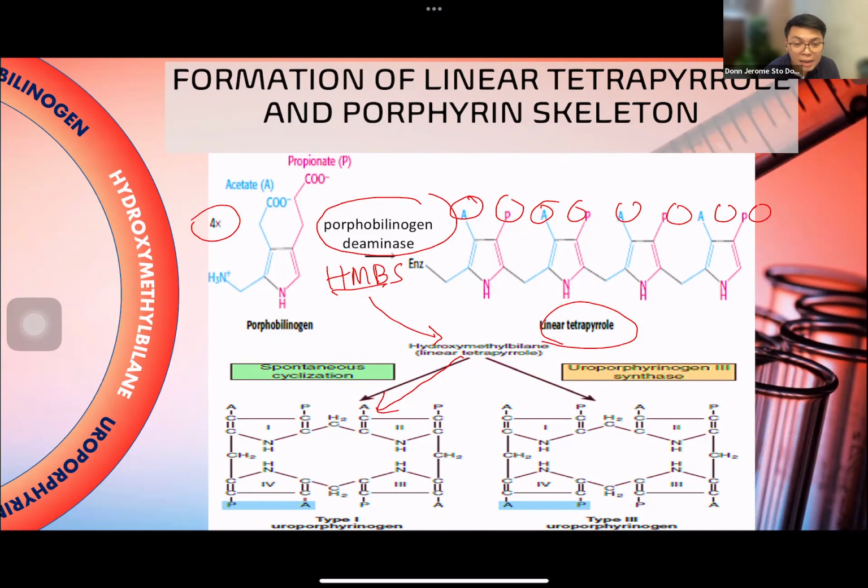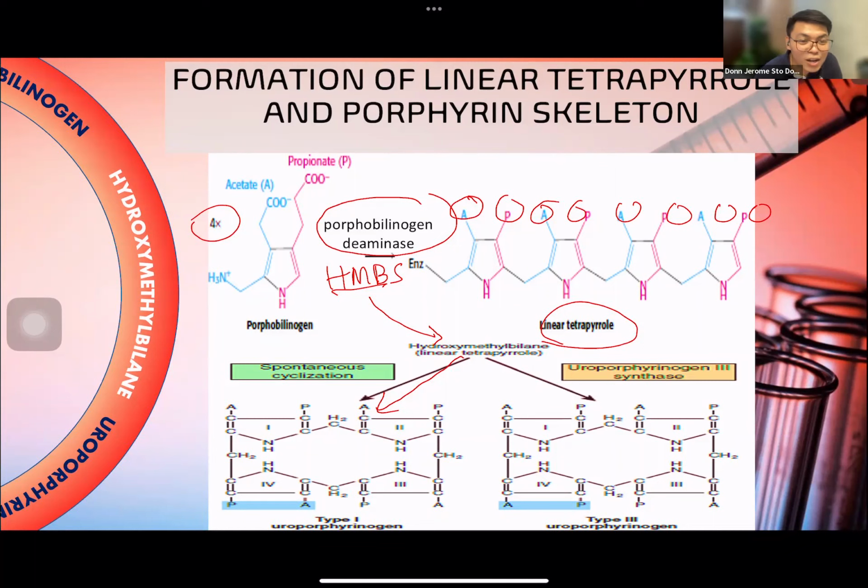How will you identify a type 3 porphyrin, Vidal? Please acknowledge kung narinig na tinawag. Yes, Doc. So how will you distinguish a type 3 porphyrin again? Doc, may I try Doc, po? May asymmetric side chain po.